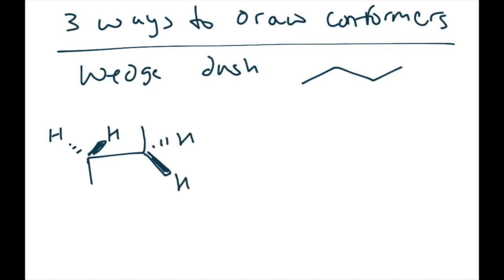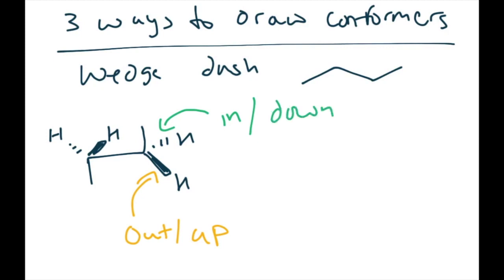So remember, wedges, dark bonds, are out/up. This is pointing out of the screen or up from your page, right? And then dashes are in/down, right? So a dash is pointing into your screen or down away from you on the page. All right, so this is the wedge dash way of drawing them.